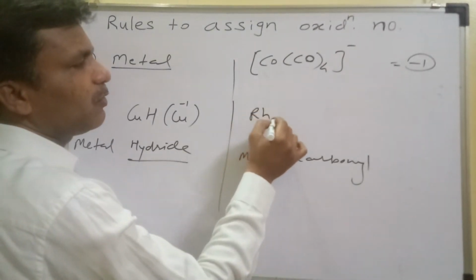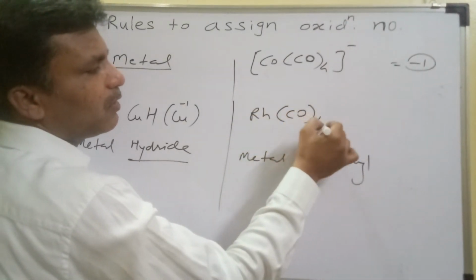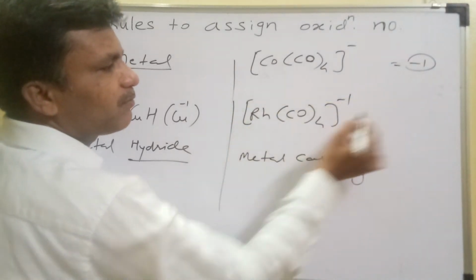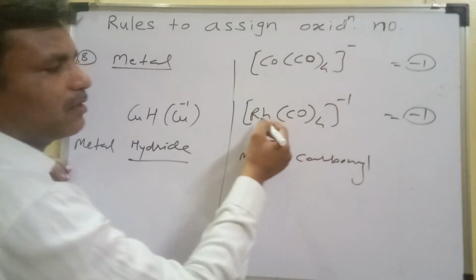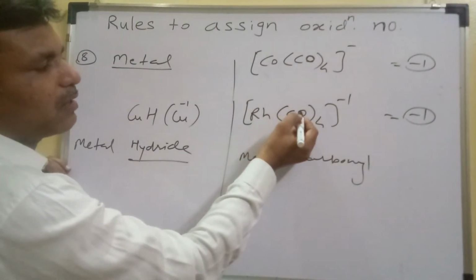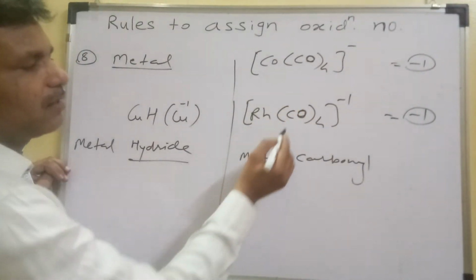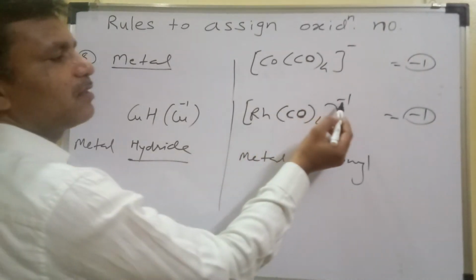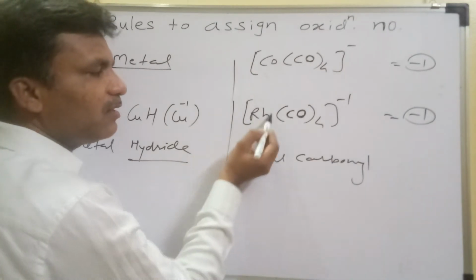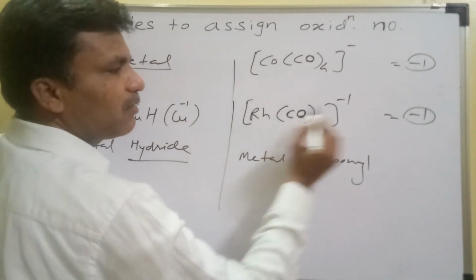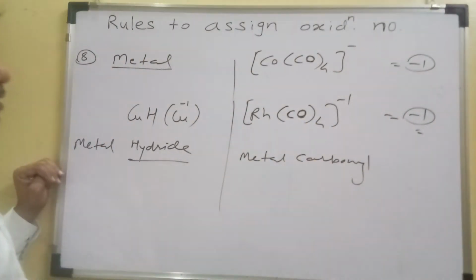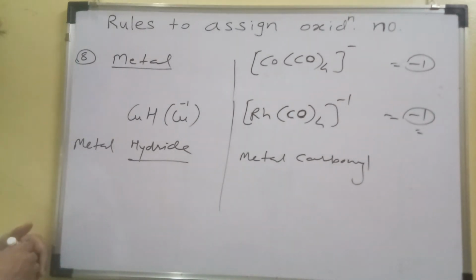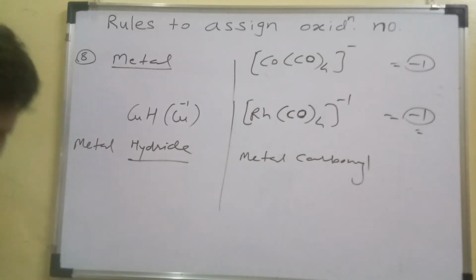Another example, suppose rhodium with the carbonyl groups, minus 1. That means this charge comes on this rhodium, it has a minus 1 oxidation number, because this carbonyl group has a 0 oxidation state. There is no charge on this carbonyl group. That's why the charge on the complex is nothing but the charge on this central metal. Whereas in all other compounds the metal has always a positive oxidation state.